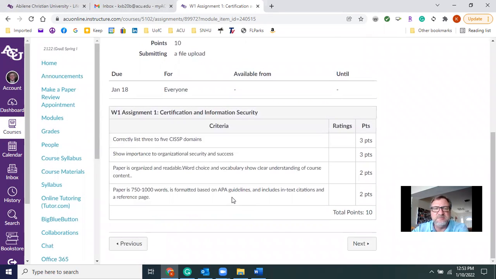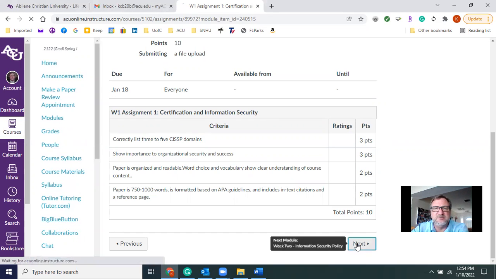When you're doing your assignments, make sure that you're looking at the rubrics. I follow the rubrics down to a T when I'm grading the papers. So, correctly list 3 to 5 of the domains, show how important those domains are to the organization and to the success of the organization. Then make sure your paper is organized and readable. Please use the library for references and citations. And also, you can contact the library and they'll help you with your writing.